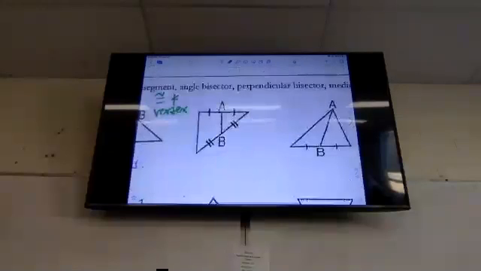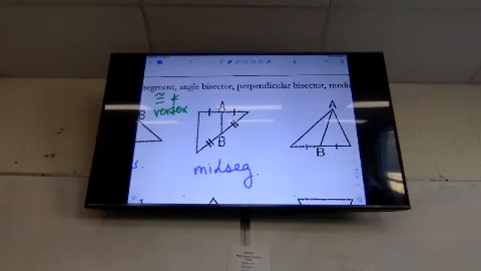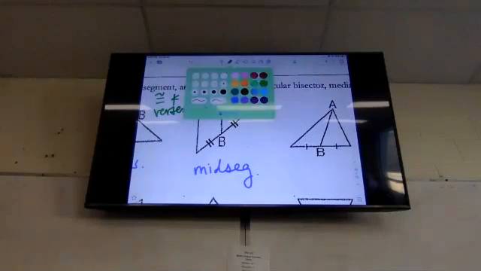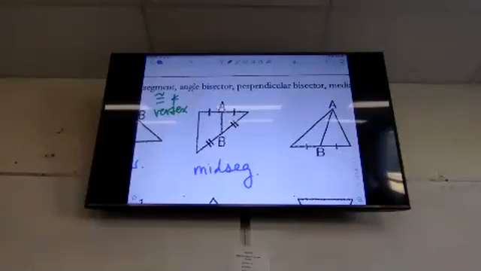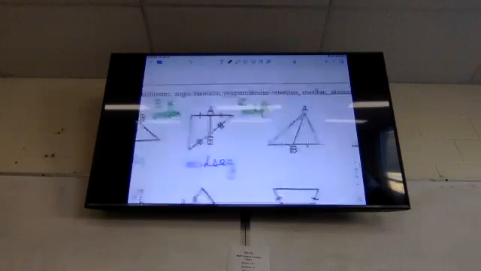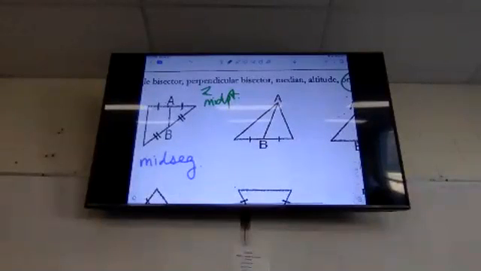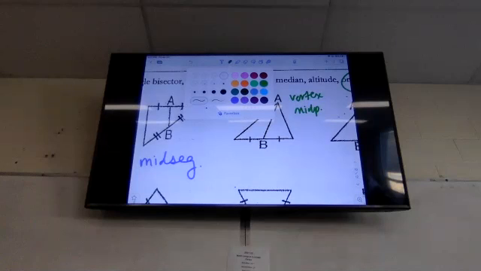All right, what about the next one? What's going on here? Midsegment. Why, Rosie? Yes, and what do those congruent segments mean that A and B are? Midpoints. I've got two midpoints. All right, what about the next one? I've got a vertex and I have a midpoint. What do we call that? Median, very good.